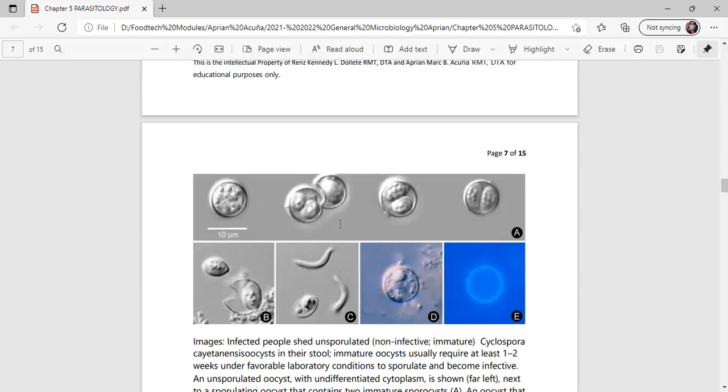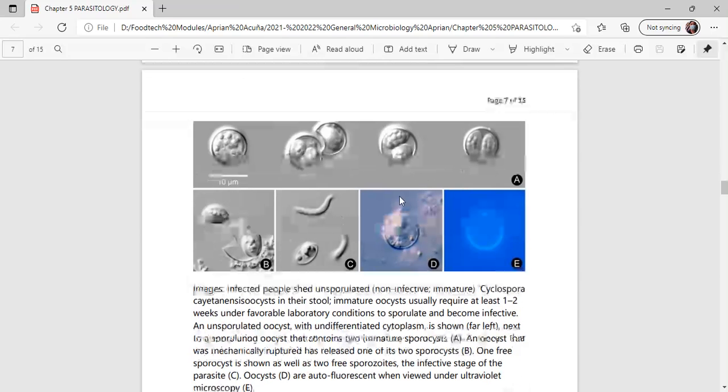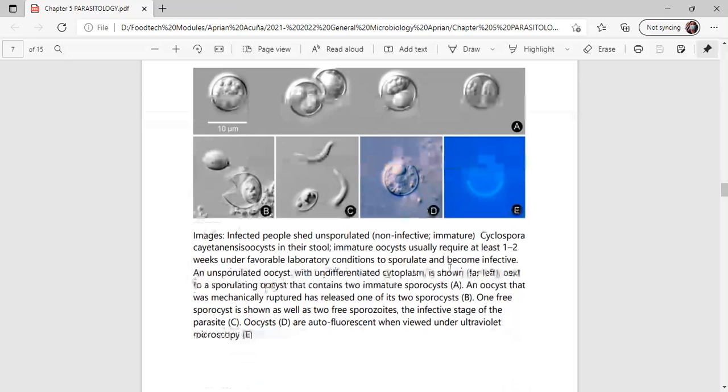So you have here picture of your Cyclosporiasis. You have here A, B, C, D, E. Okay, for your A, starting sa A, okay, start pa lang sa sporulate or mag-multiply. We have here sa atong A, so your Cyclospora is starting to replicate itself for reproduction.